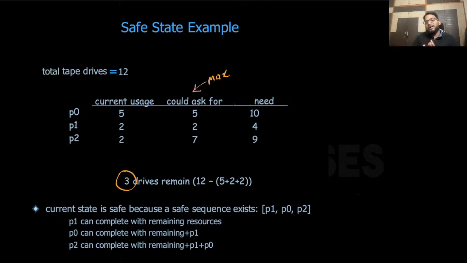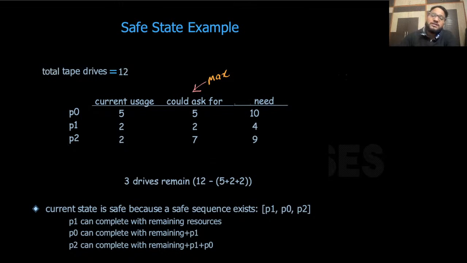Now we need to understand this a bit more carefully, what this max means and how we are calculating what we are calculating. All of this we need to understand a bit more carefully. See here, what we are saying is that the maximum they can ask for is 5, 2 and 7. But is it the case that they will always ask for 5, 2 and 7?